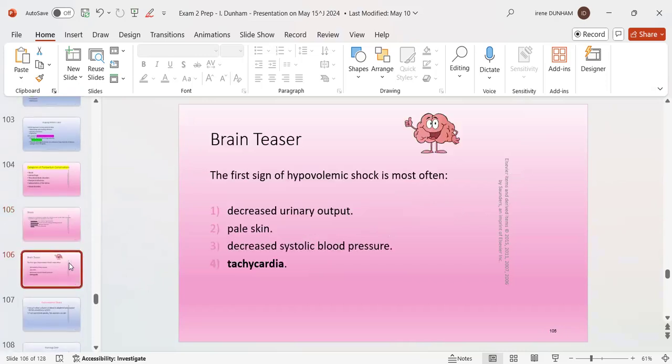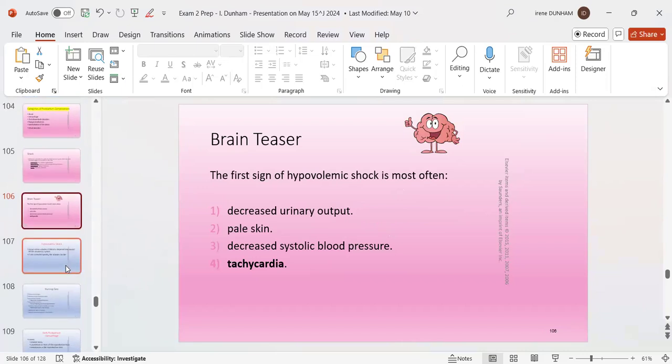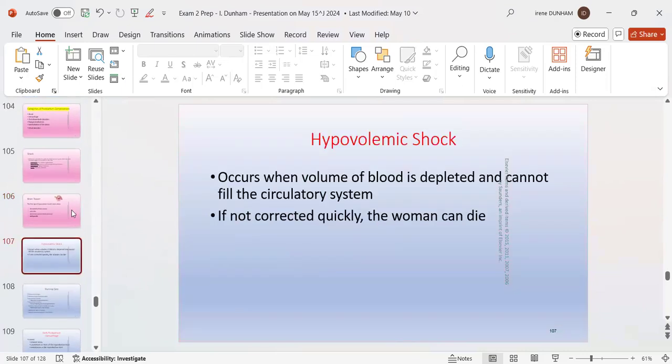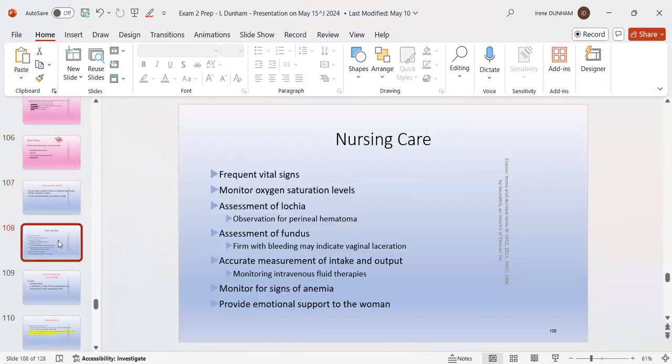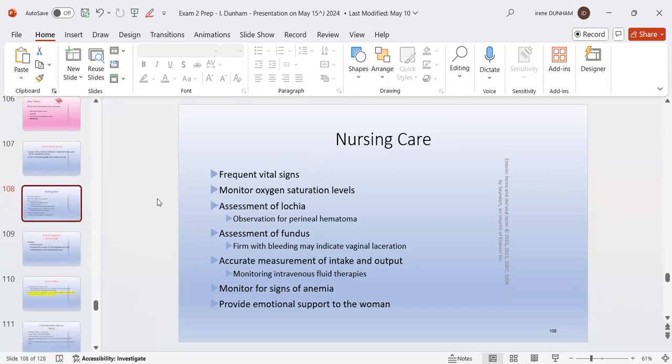Okay, let's see here. We're almost coming to an end, so hang in there with me. So the first sign of hypovolemic shock is most often what? Tachycardia. Tachycardia. Yes. Good. Okay. All righty. Let's go on here. This is just your nursing care.